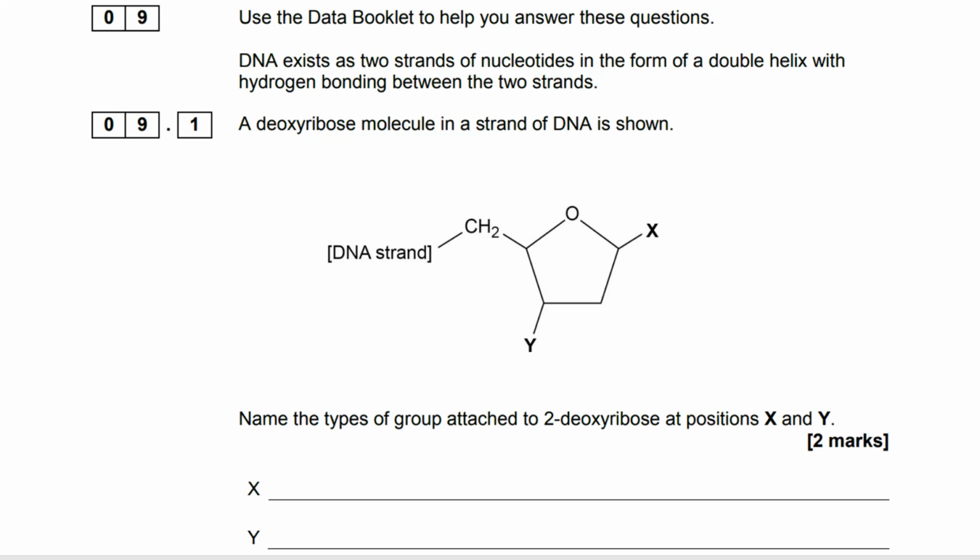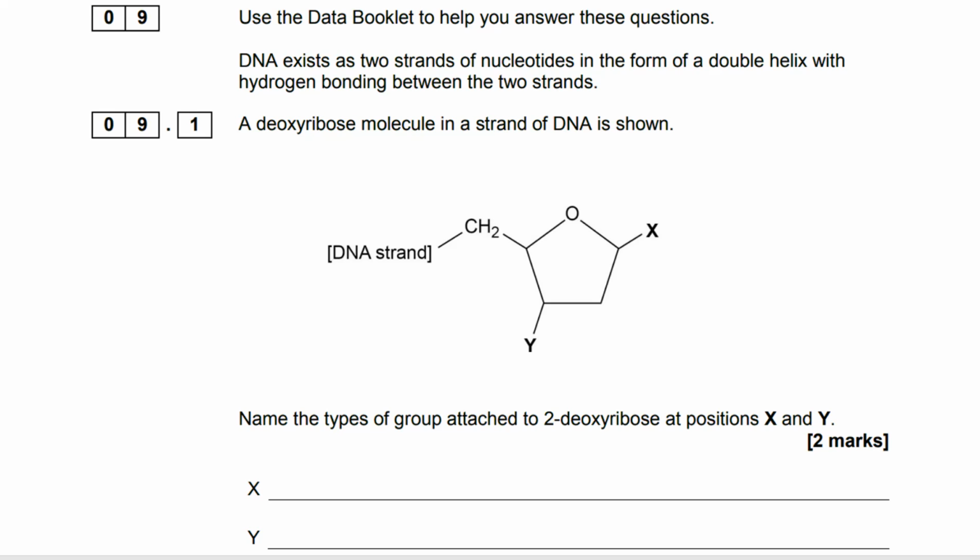So do bear in mind there's a huge amount of information in the data booklet provided about DNA. So it's always worth going back to have a look at that, as the question here actually suggests. DNA exists as two strands of nucleotides in the form of a double helix with hydrogen bonding between the two strands. We are shown a deoxyribose molecule in a strand of DNA here, and you are asked to name the types of group attached to the deoxyribose at positions X and Y.